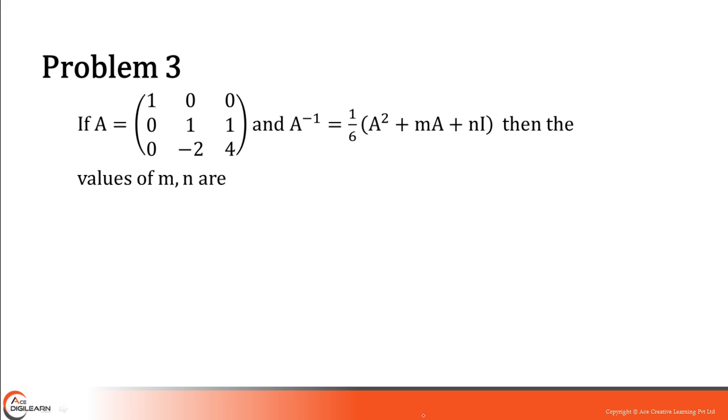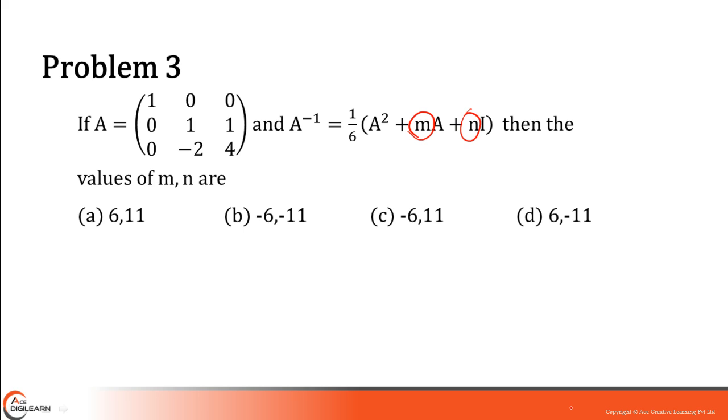Next question: A, a matrix of order 3 by 3, is given, and A inverse is given in terms of A square, A and I. Then we need to find the values of m and n. The options are 6, 11; -6, -11; -6, 11; 6, -11. Let us see the solution of it.